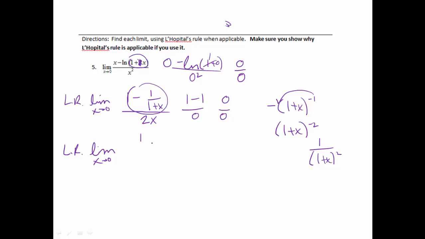So we are going to have 1 over (1 plus x) squared, all over the derivative of 2x, which is going to be 2. So now if I plug in 0 for my x, I'm going to get 1 in the numerator, and then I get 2 in the denominator, so my limit is 1/2.